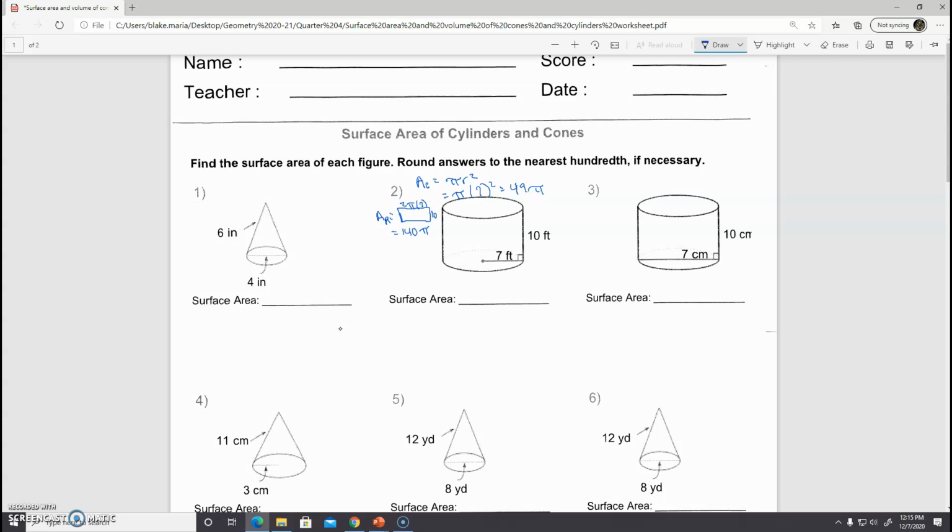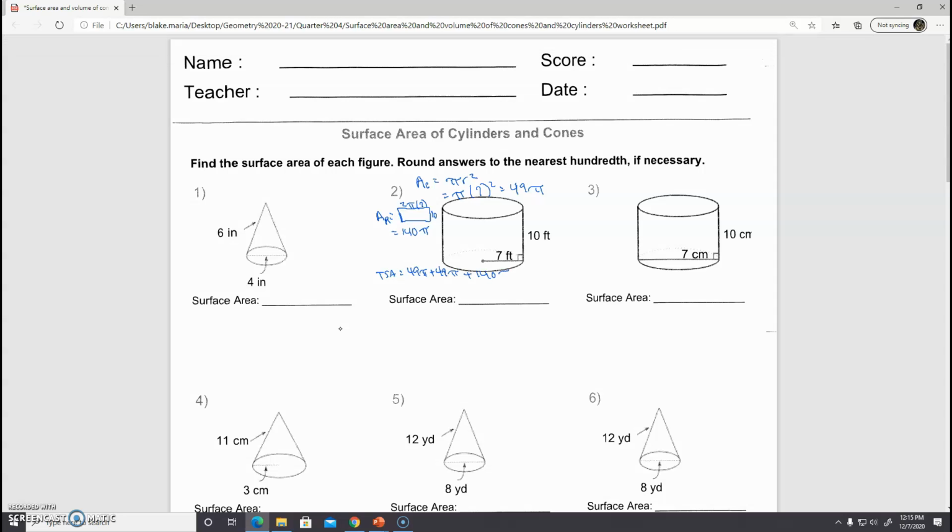And then you add them all up. So total surface area is 49 pi. There's my top circle and my bottom circle and the rectangle that wraps around. So we're going to say 49 plus 49 plus 140. Oh, I messed up. 49 plus 49 plus 140. And I get 238 pi.